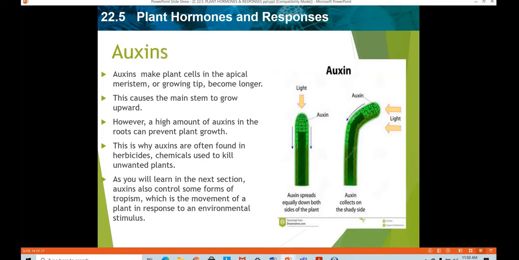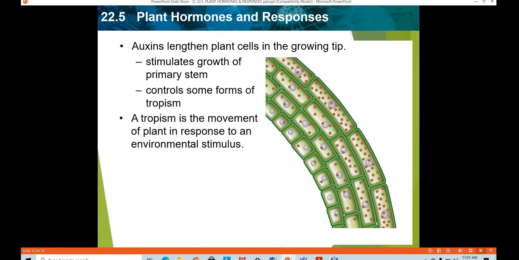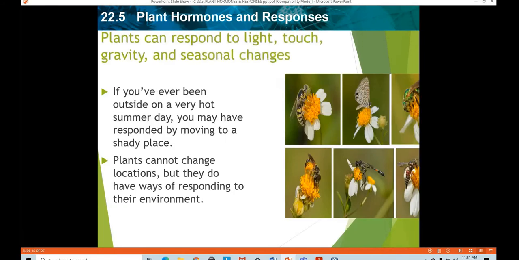Okay, then we spoke about auxins. What do they do? They help the main stem to grow forward. Also, they are used to kill unwanted plants. And they are also used in order to control tropism. What is tropism? Tropism is the movement of a plant in response to an environmental stimulus. So these are the four important hormones which we discussed so far.